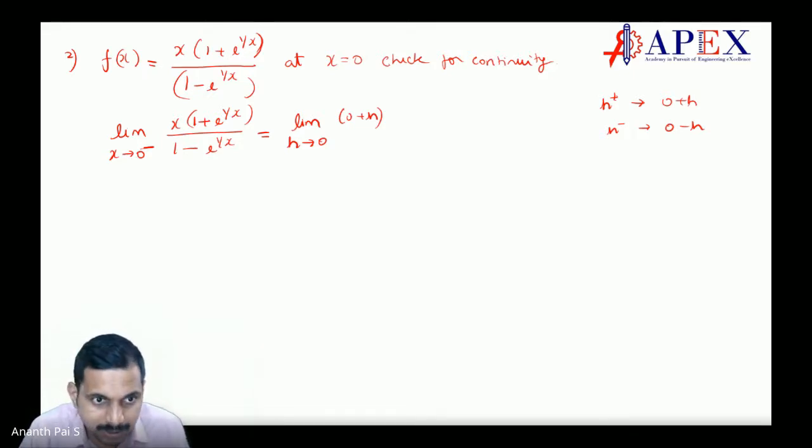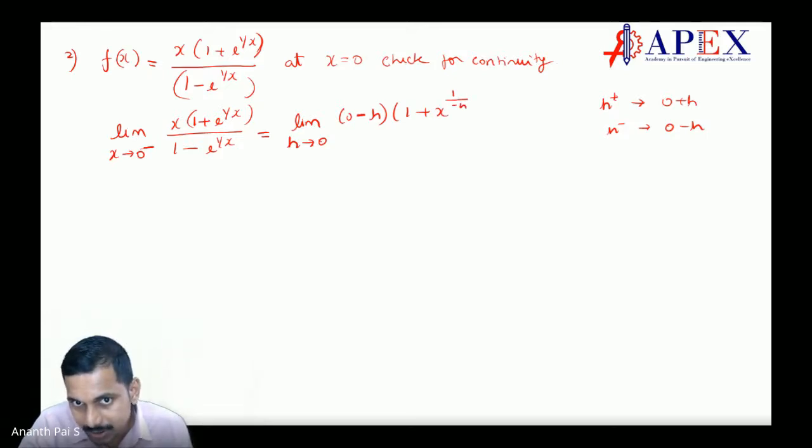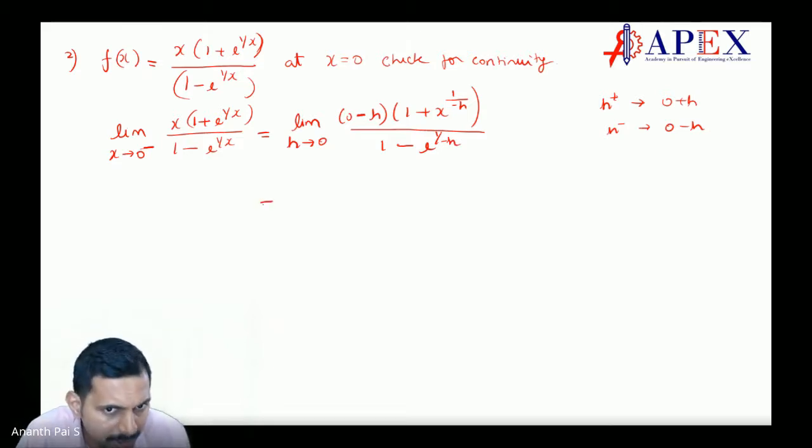Sorry, not 0 plus, this is 0 minus. I'm sorry. If it is 0 minus, let us keep it 0 minus. For 0 minus, it will be 0 minus h. Let us keep it like that. 0 minus h, and then here, e power 1 by minus h, because 0 minus h is minus h. Divided by 1 minus e power 1 by minus h. So what would be the value, students? If you see the value here, this will come as minus h.